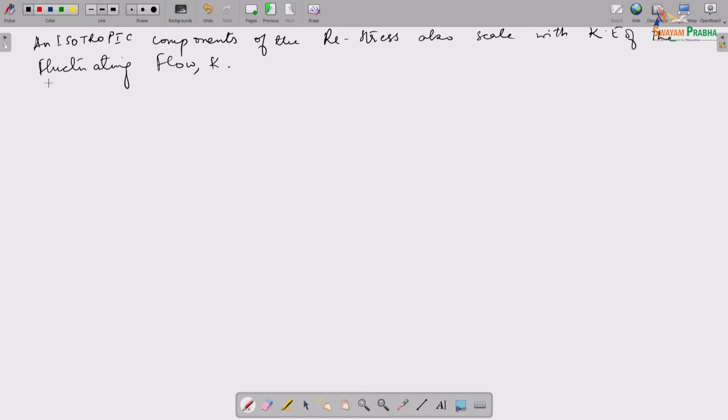So this is experimentally proven. If you have this, right, this is about 0.27 times the total kinetic energy of the fluctuating flow. That is interesting, right.